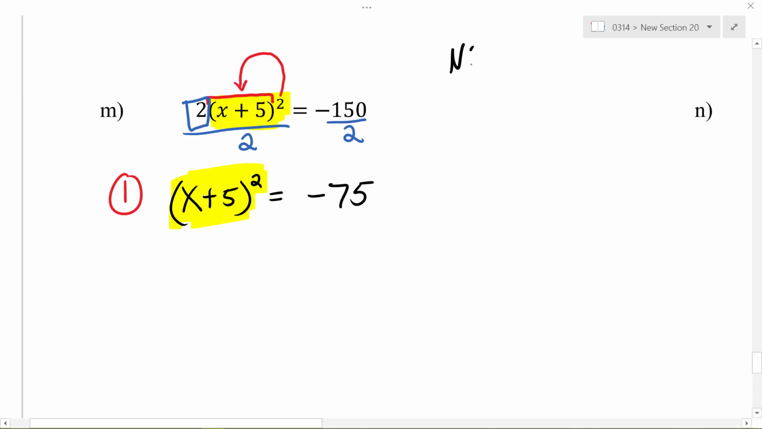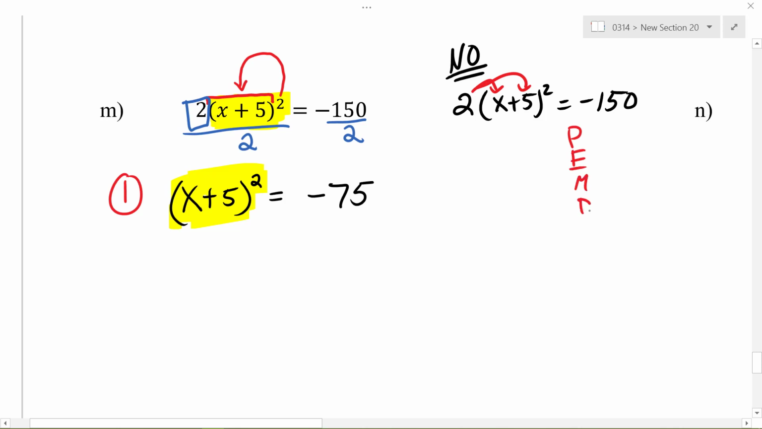Let's talk about a no really quick. Another big no. Sometimes I see this happen. Someone says, oh, I want to get rid of the 2, I'll just multiply it in. Why can't I just distribute? Well, the problem with that is PEMDAS. Remember order of operations. Parentheses say do whatever's inside of the parentheses. I can't add x plus 5 because they're not like terms, so that's taken care of.